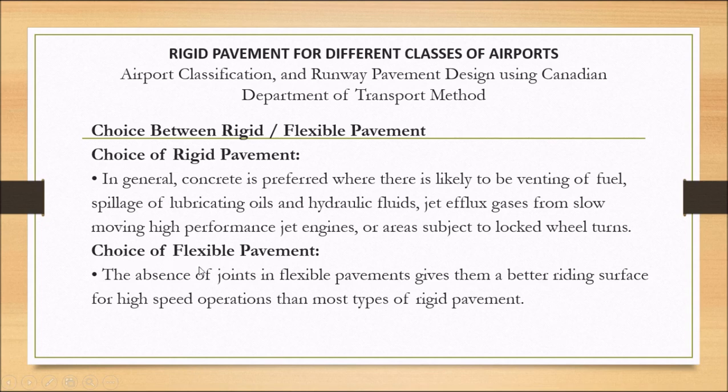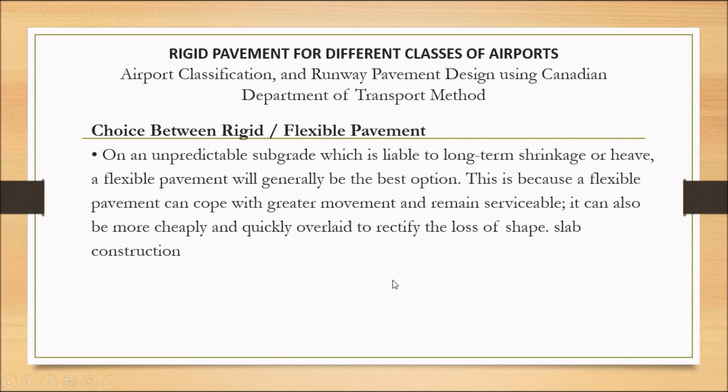Then the choice of flexible pavement. The absence of joints in flexible pavement gives them a better riding surface for high-speed operation than most types of rigid pavement. On an unpredictable subgrade which is liable to long-term shrinkage or heave, a flexible pavement will generally be the best option. This is because a flexible pavement can cope with greater movement and remain serviceable. It can also be more cheaply and quickly overlaid to rectify the loss of shape.